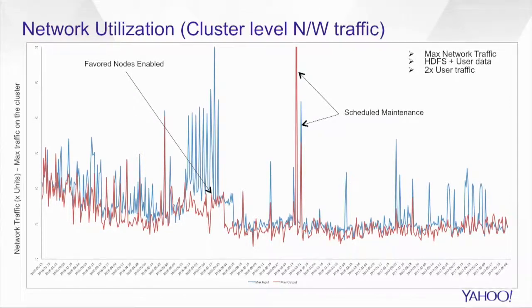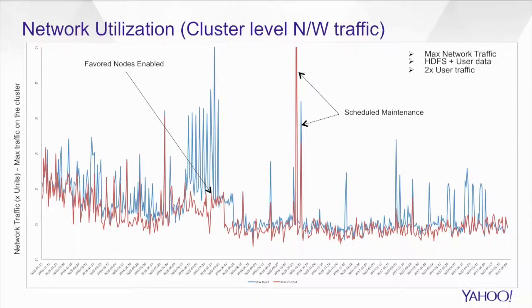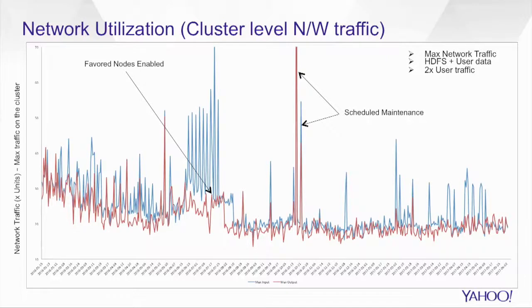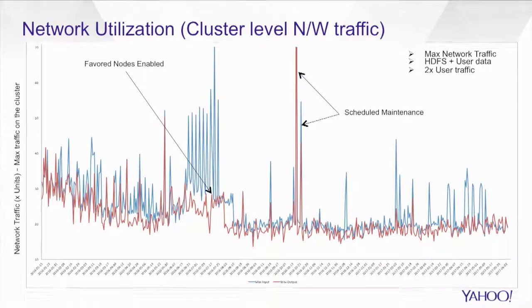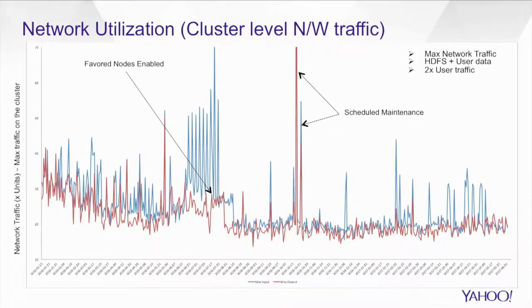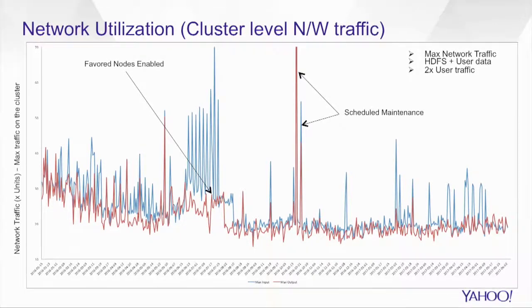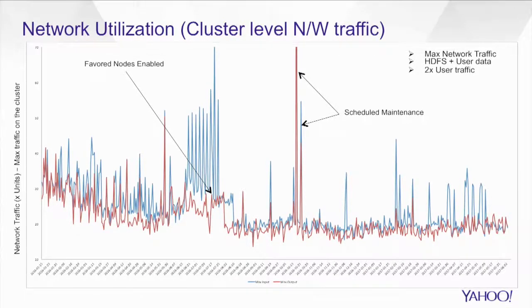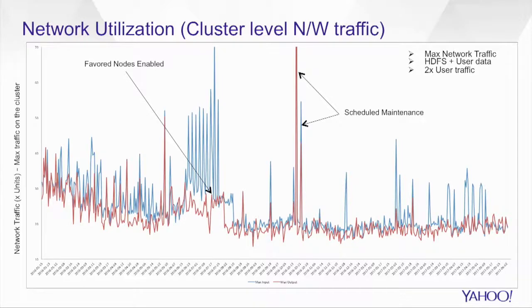So the y-axis is actually drawn to scale. Before we had favored nodes, as you can see, for about 7 months, we actually enabled it sometime last July. It oscillates, the max input and output bytes oscillate somewhere between 20 to 40 units. And it oscillates like so much. After we enable favored nodes and once the compactions are actually done, you can see that it pretty much stays at 20 units. And we also saw on the same cluster, a couple of slides before, the user traffic actually went up. Now, even with increase in traffic, you can see that the max network utilization went down significantly.